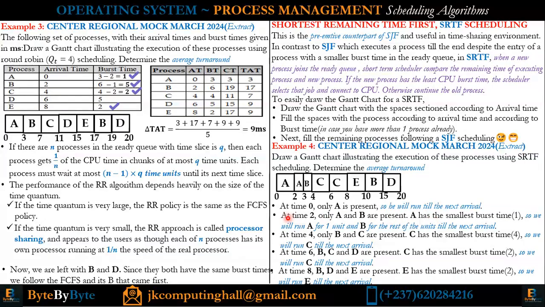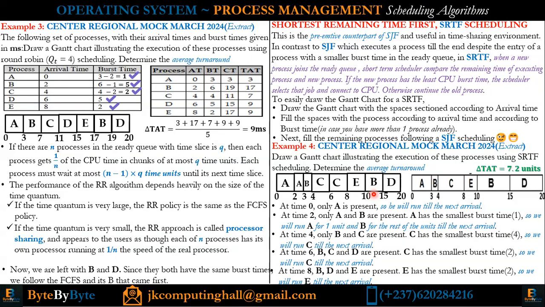Another student could simply say A from 0 to 3, B from 3 to 4, C from 4 to 8, E from 8 to 10, B and so on. So this particular Gantt chart is similar to this one. They are the same, as you can see. I just use this for you to clearly see how to easily draw the Gantt chart when it comes to shortest remaining time first.